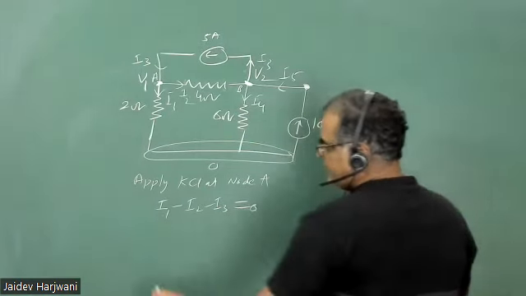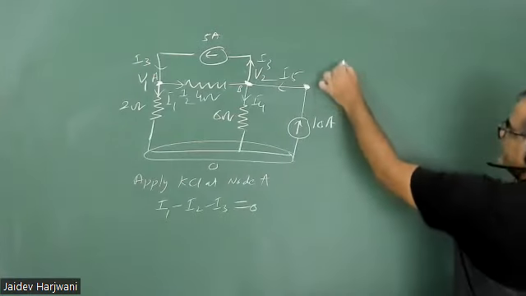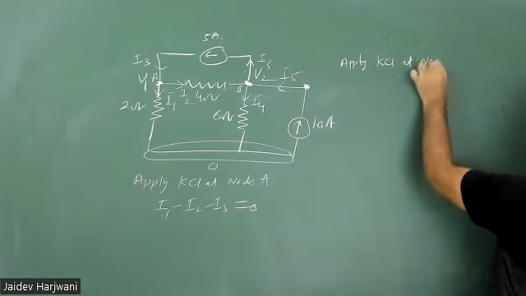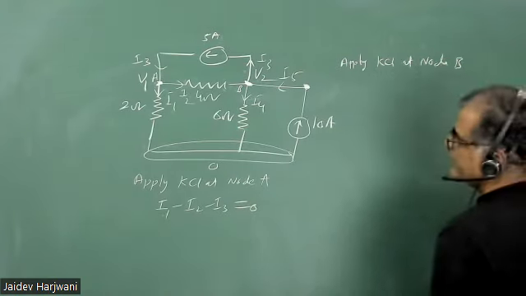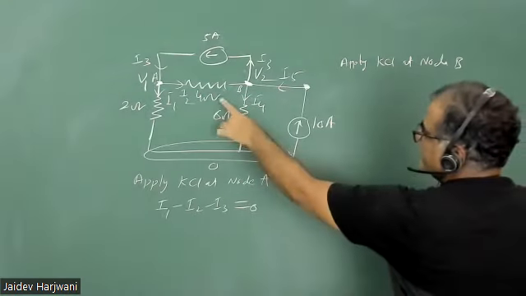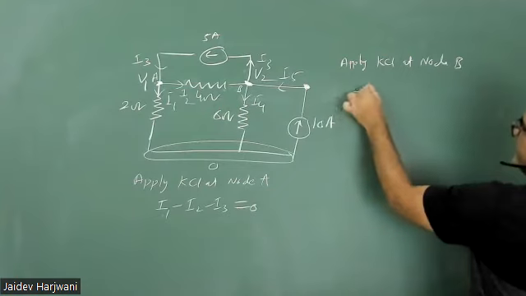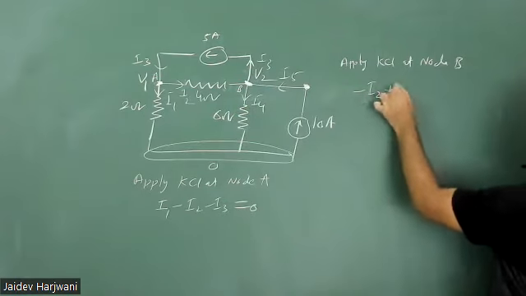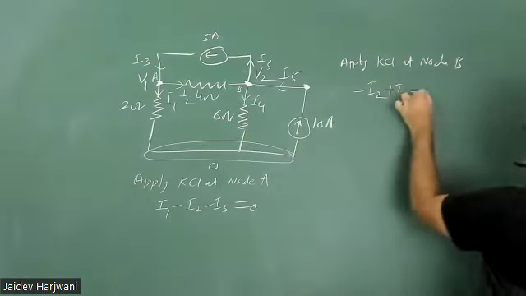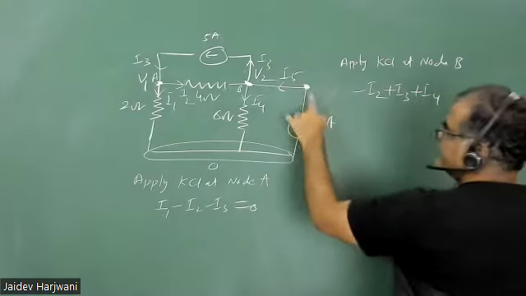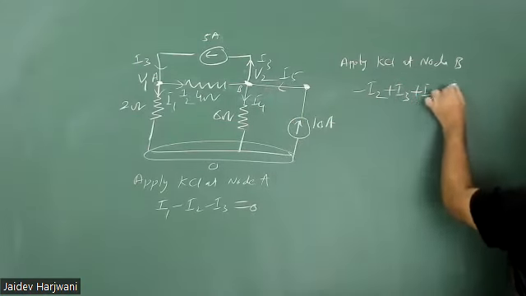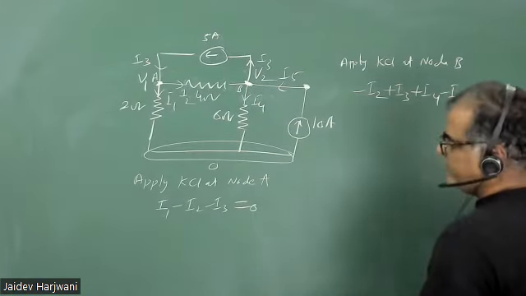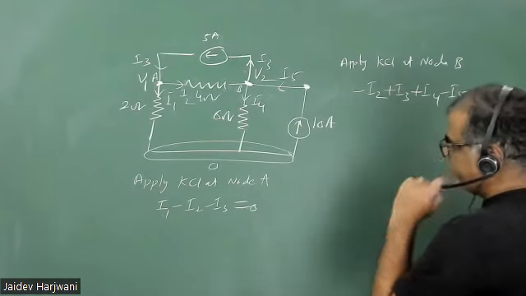And similarly apply KCL at node B. So at node B, how many currents are there? I2 is coming, so I2 is negative for me. I3 is going, so I3 is positive for me. You can take opposite. I4 is going, so I4 is positive for me. I5 is coming, so I take incoming negative, so I5 is negative for me. Now just find the value of I1, I2, I3 and put here. You get two equations and you need to solve them.